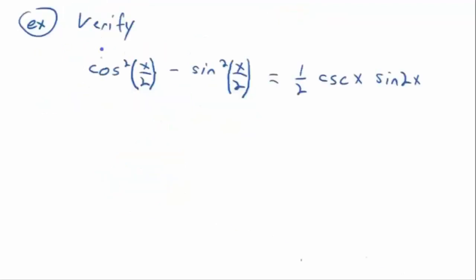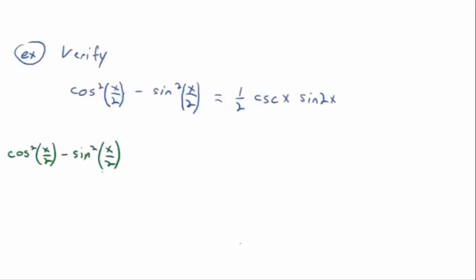Finally, let's verify this identity. Cosine squared x divided by 2 minus sine squared x divided by 2 equals 1/2 cosecant x times sine 2x. I'm going to start with the left-hand side. So I have cosine squared x over 2 minus sine squared x over 2. Let's see if I can zoom out just one time. And then I work one step to the right.